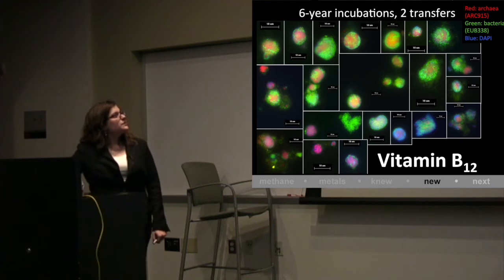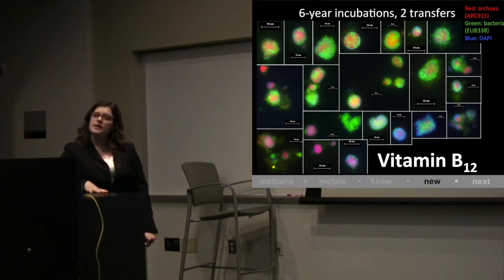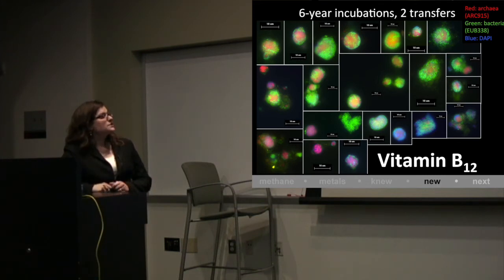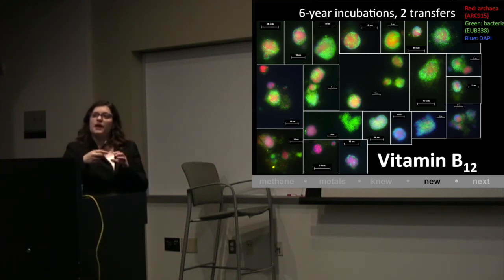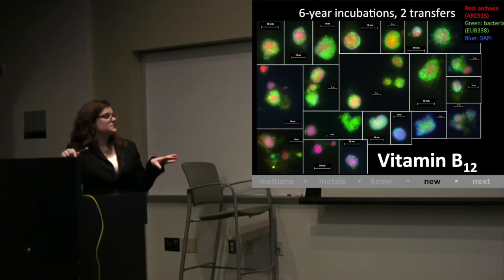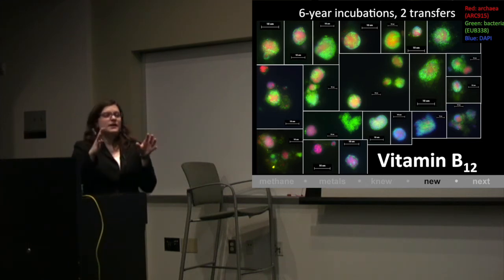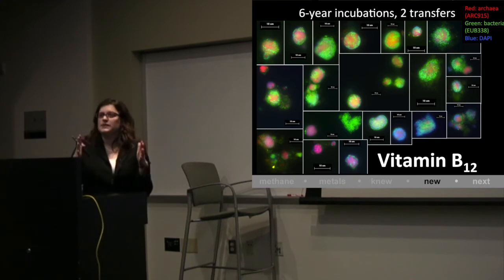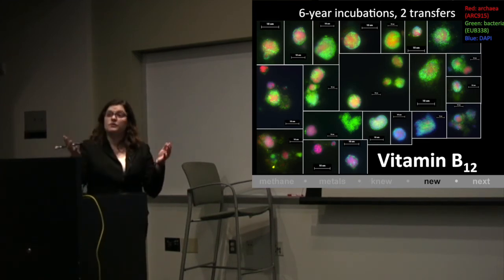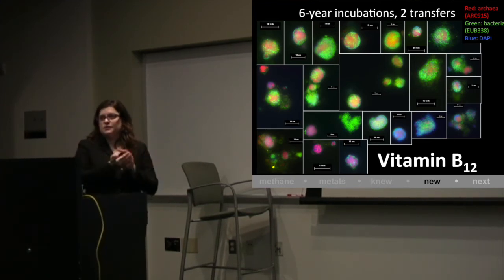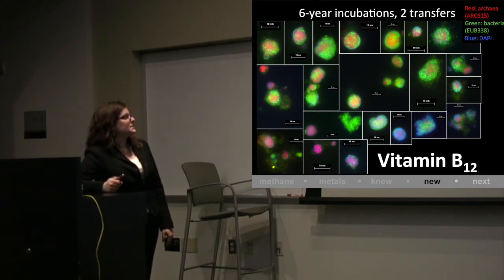So luckily, the Orphan Lab had also been doing some very long-term 6-year incubations with just 2 transfers where they had added vitamin B12 to the sediment, and they wanted to see whether if we added vitamin B12, could we actually observe that the 2 organisms, the ANME and the SRB, would separate, basically. So if this were an intermediate and we gave it to them, they wouldn't need to be in symbiosis anymore.